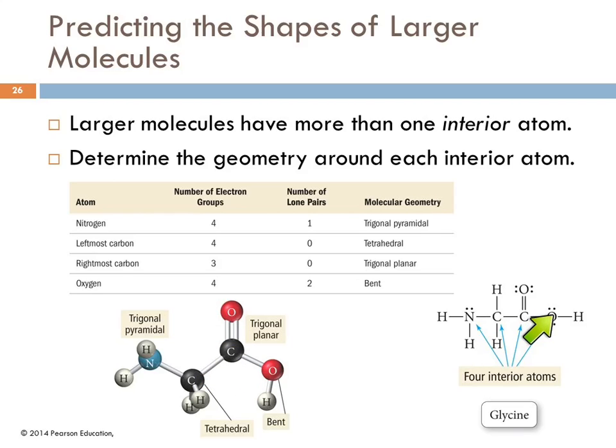And this oxygen, how many groups? 4. 4 groups make a tetrahedral shape, but there's 2 lone pairs, so we get a bent structure.